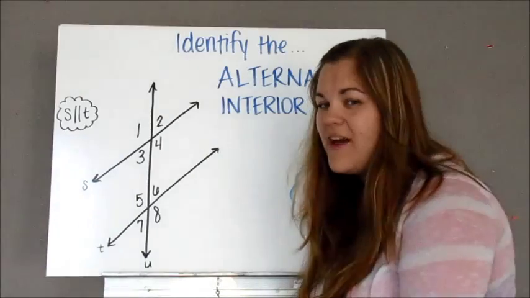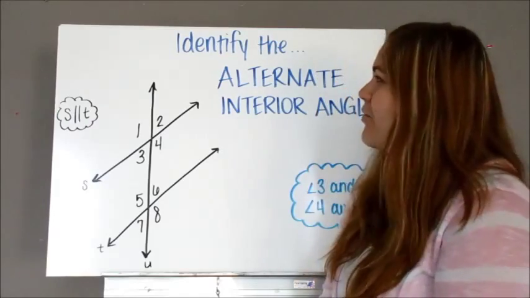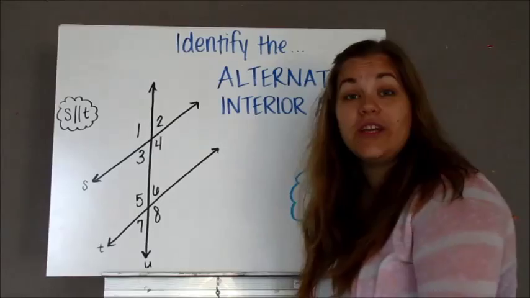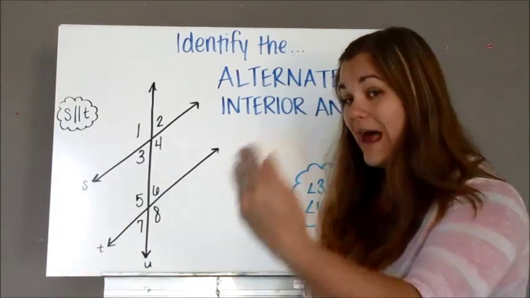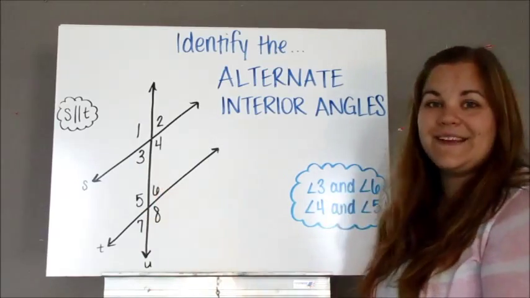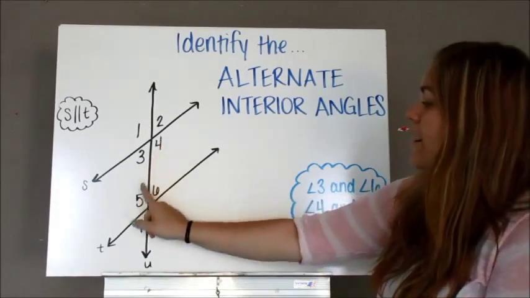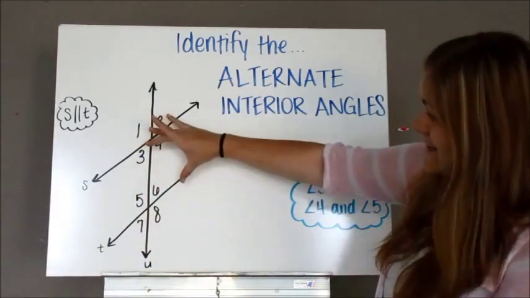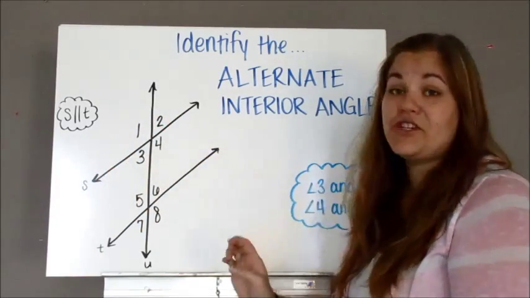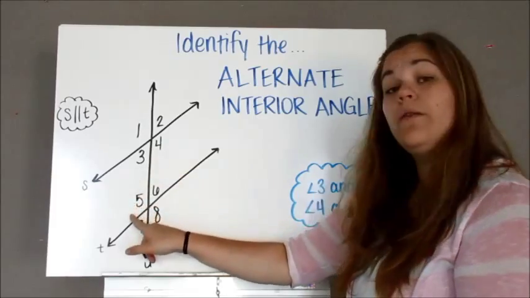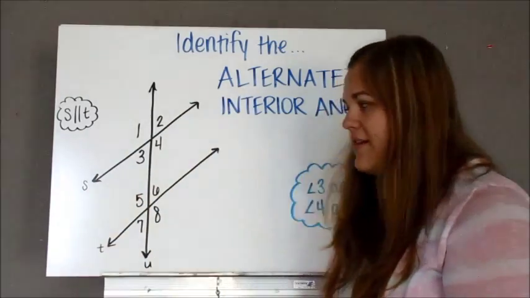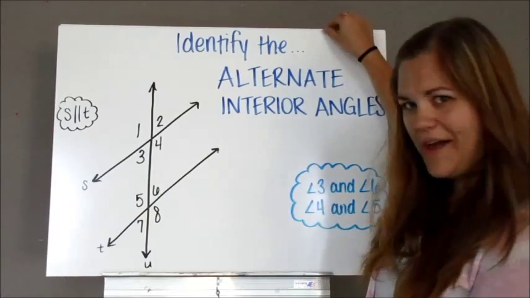Did you find them? Well, let's check and see. So we're identifying alternate interior. So that means we're looking inside those parallel lines on opposite sides of the transversal. So 3 and 6 were one pair, 4 and 5 were the other pair. They're inside the parallel lines, opposite sides of the transversal, but you got to make sure that when you have, like, 4 and 5, one of them is on one parallel line, the other is on the other parallel line. Good job so far.